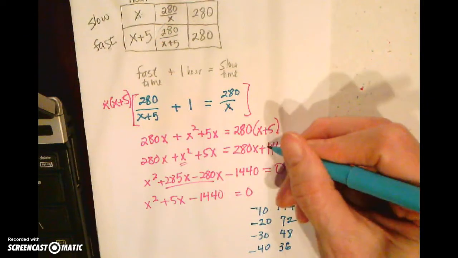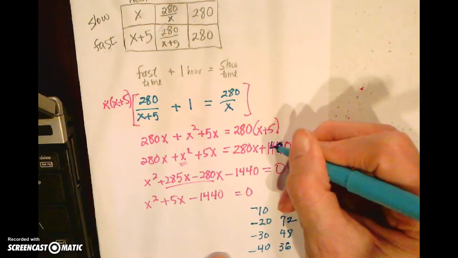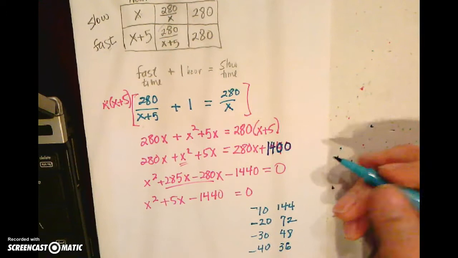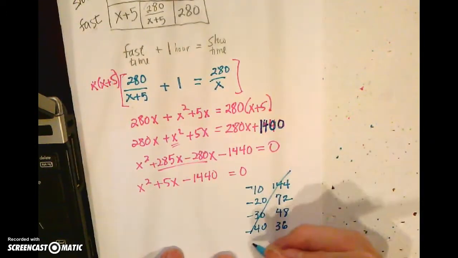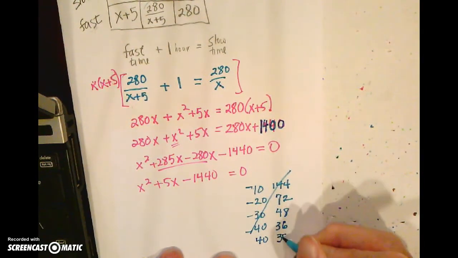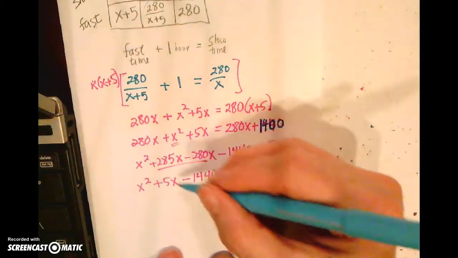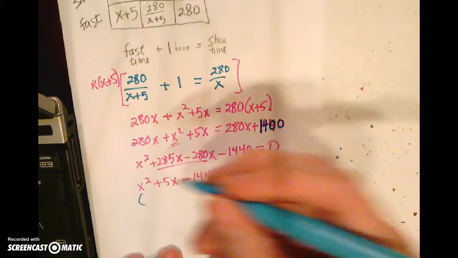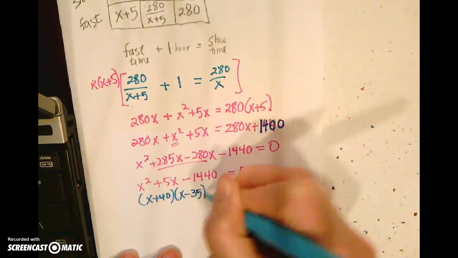So this is going to be 14. When I multiply 5 times 280, I shouldn't have done this in my head, should I? I get 1,400 instead of 1,440. And so scratch that out. Basically repeat the same thing, and you're going to come up with that 40 goes into it 35 times. And so on this, we want our 40 to be positive and our 35 negative. So this is going to factor into x plus 40 and x minus 35.